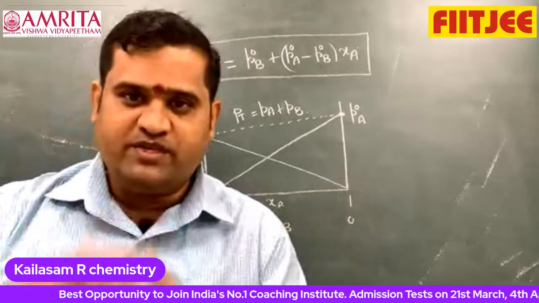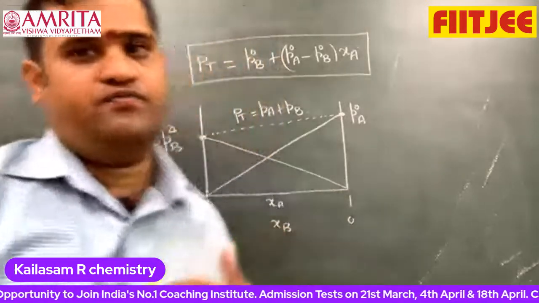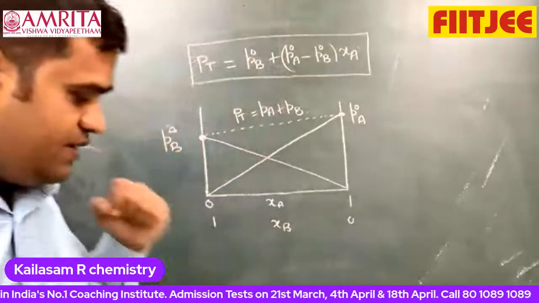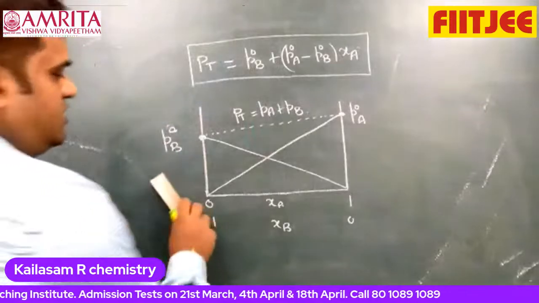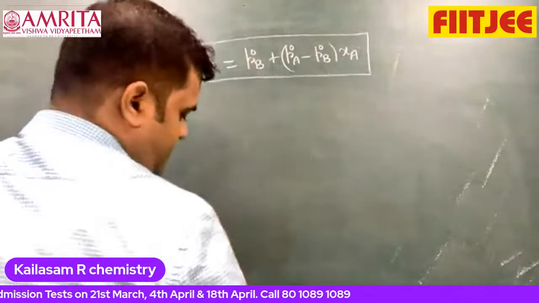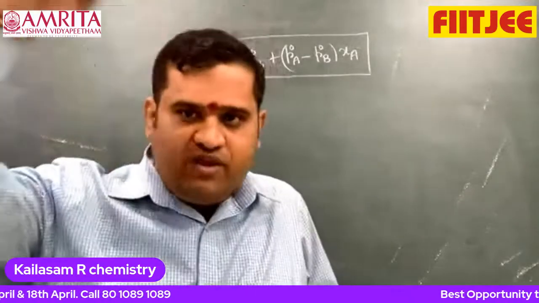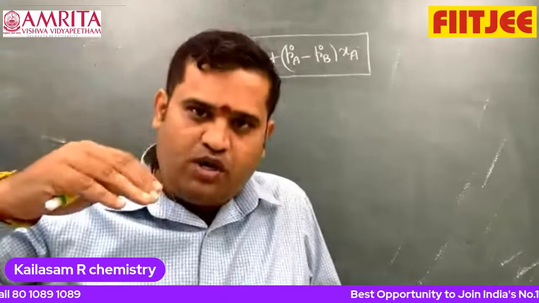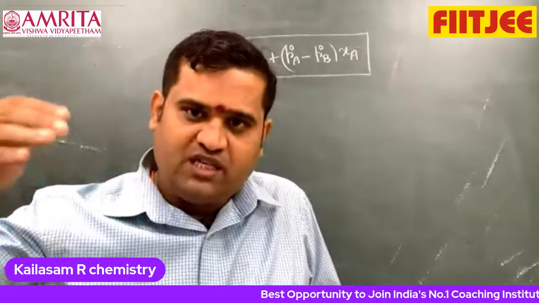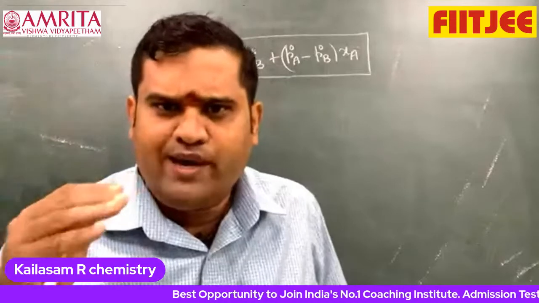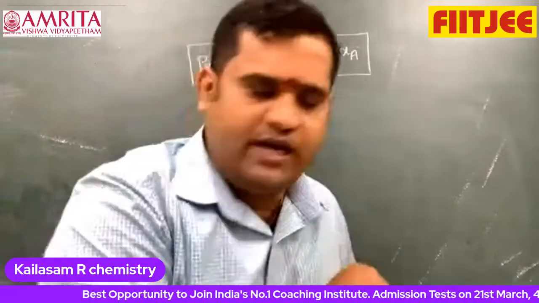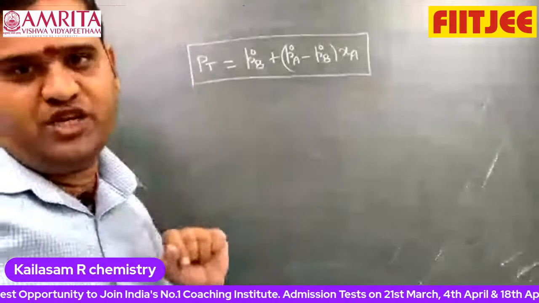If I'm saying ideal solution, it means they obey Raoult's law. And one more thing we can find out. Look at this. Now I want to find out, at equilibrium, anyway they are in the vapor phase, the mole fraction of A and mole fraction of B in the vapor phase. How am I going to find it out? Now I can use Dalton's law of partial pressure.